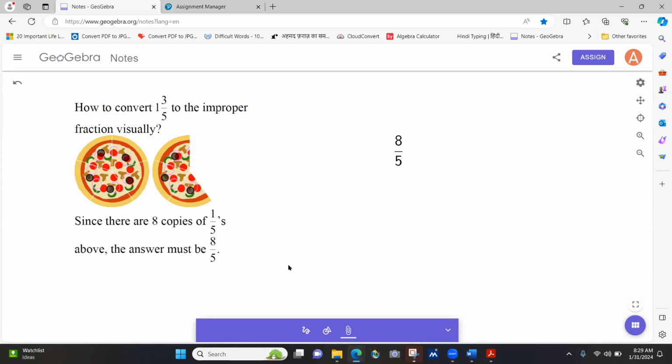That's a good way to help your students see why 1 3/5 is the same as 8/5. Another way to see it, you can say, my denominator is 5, so everything has to be in fifths. One whole has 5/5, and 3/5 have 3/5 in it, right? 5/5 plus 3/5 is 8/5, so the answer has to be 8/5.